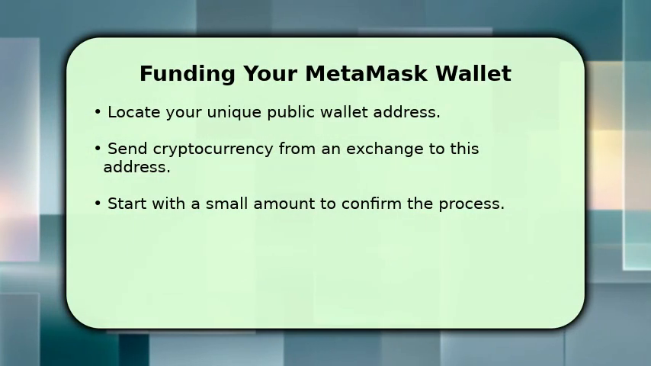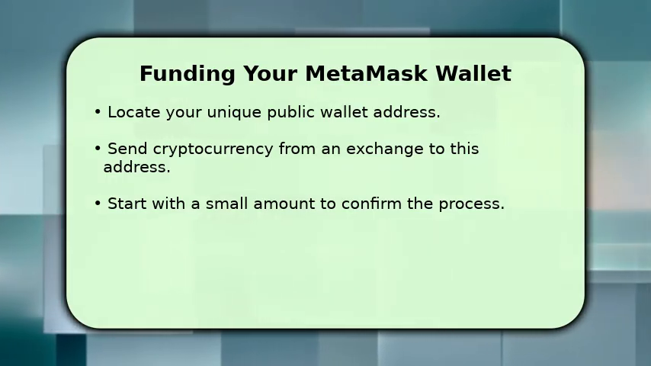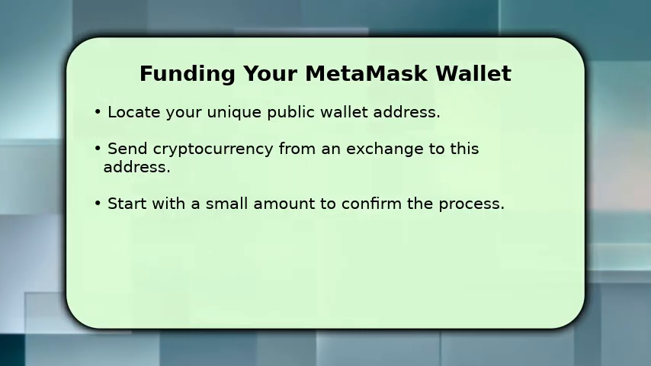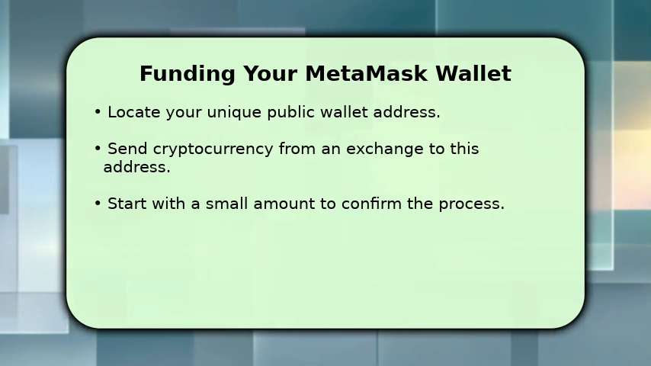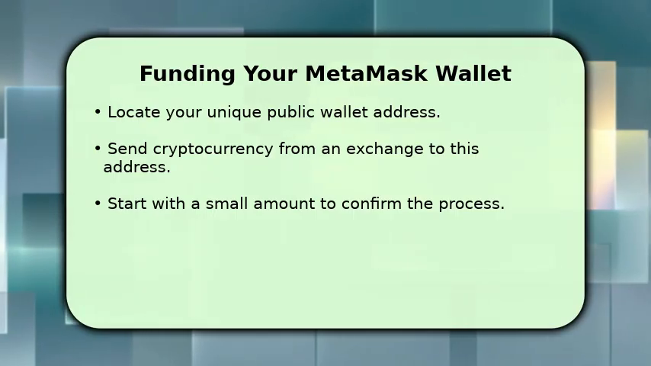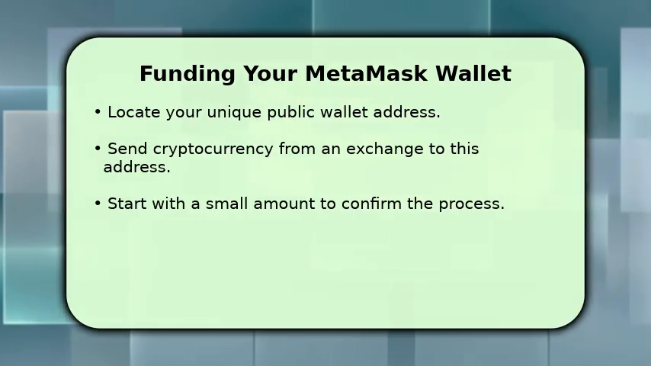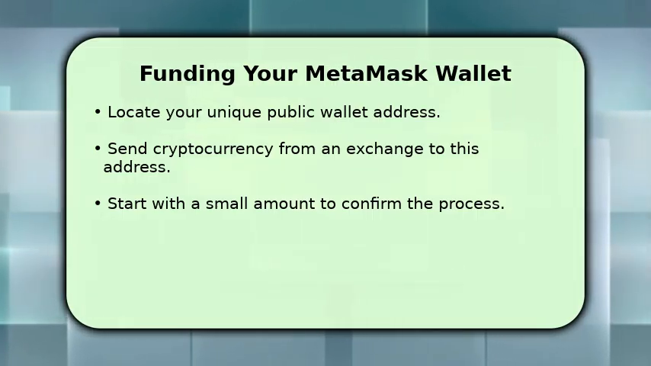Now, let's fund your MetaMask wallet. Click the MetaMask icon to open it and locate your public wallet address, which typically starts with 0x. Copy this address. Then, go to your preferred cryptocurrency exchange and initiate a withdrawal to this copied address. Always double-check the address before sending. Consider sending a small test amount, perhaps $5 or $10, first to ensure everything works correctly.